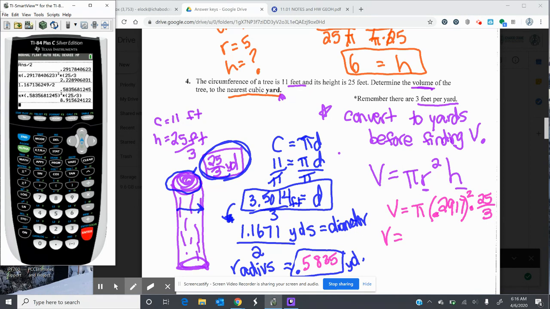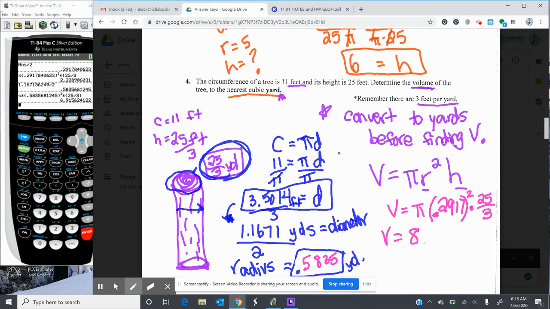Now that should give me the 8.9. Yes, that's what we want. 8.9 cubic yards. I'm sorry, I double checked my answer key, I had to pause there. So here we get 8.9156 cubic yards. Now they wanted it to the nearest cubic yard. So this 8.9 will round to 9 cubic yards as a final answer there.